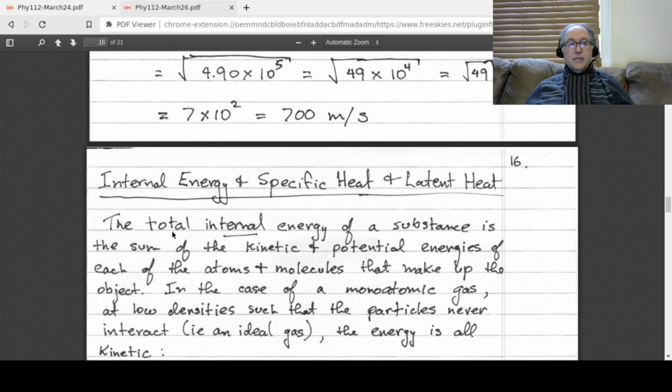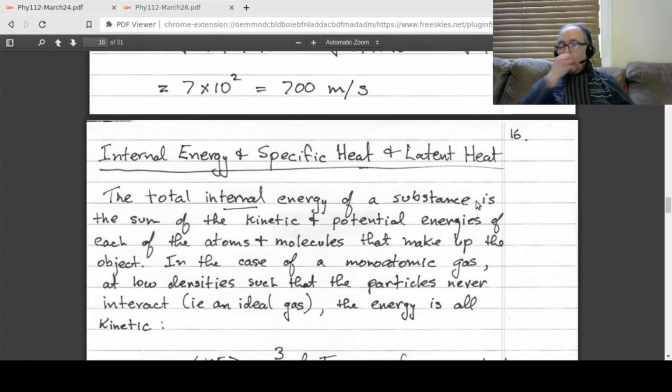Next topic is internal energy, specific heats, and latent heats. With internal energy, or with a gas, because every single atom or molecule has a certain amount of energy associated with it, if you were to add up all the energies of all the particles that make up the gas, you would have the total internal energy of that gas.